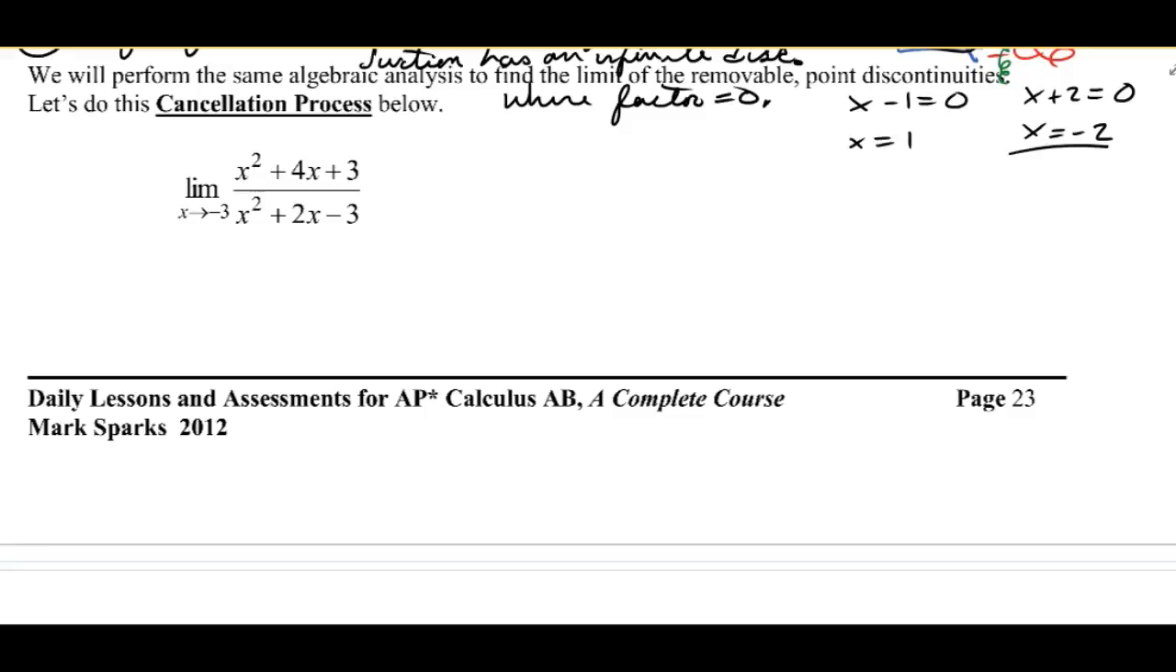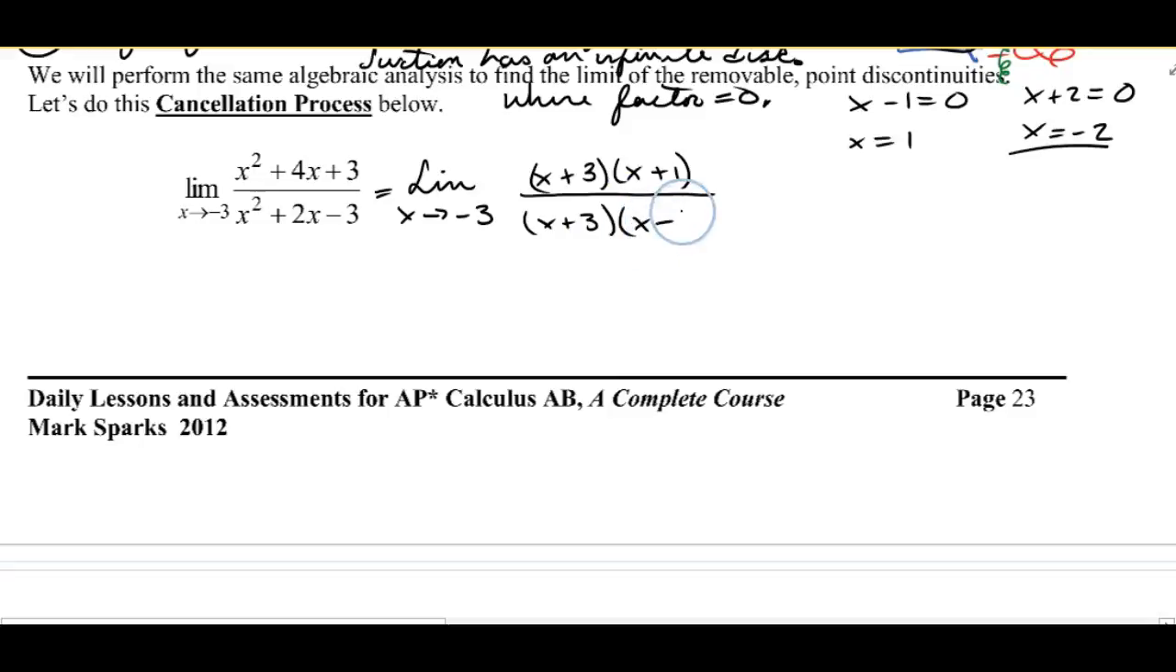Okay, so we can now verify this. We can look at this function, we can factor it, we can cancel. This would be the same. At this point, I'm not changing anything. I'm just taking the limit still as x approaches negative 3, and I'm factoring. Factoring only changes the form. It does not change the value. This factors to x plus 3 times x plus 1 over x plus 3 times x minus 1. And the only things that will cancel here are my x plus 3's, so I can cancel those out.